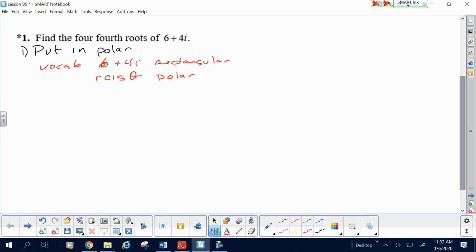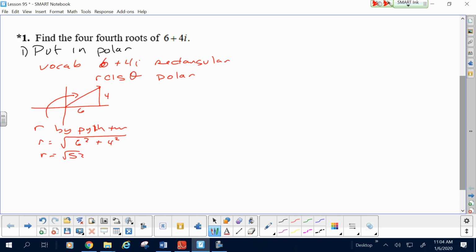Let's draw, shall we? 6, what does that tell me to do? Right 6. And 4? Up 4. So I'm in the first quadrant. And how do I find the r? My Pythagorean theorem. So r is the square root of 36 plus 16. So I think you'll agree that r is the square root of 52.